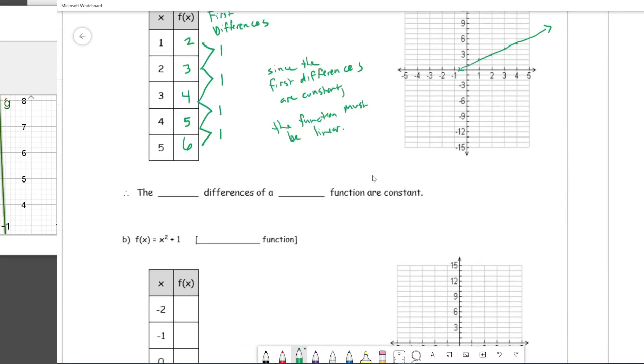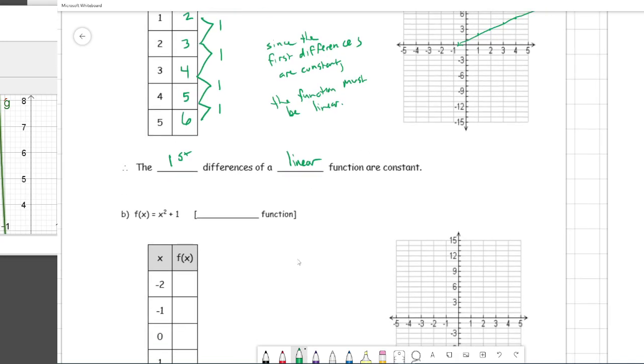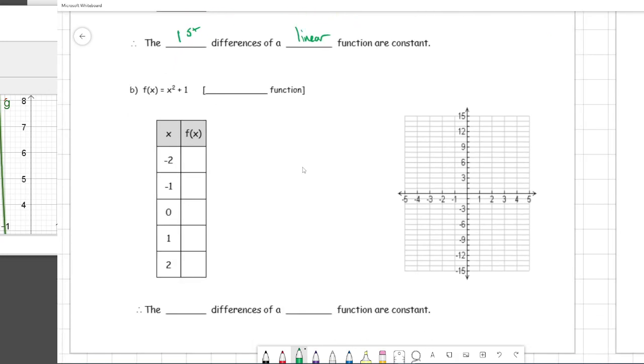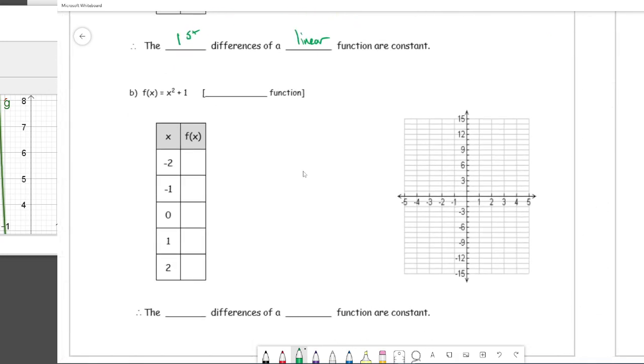So therefore, the first differences of a linear function are constant. Okay, so that's what we just demonstrated. Now this time, let's try the same approach with a quadratic. So once again, we're doing x squared plus 1, so this would be 5, 2, 1, 2, 5, right? Take the number, square it, add 1.